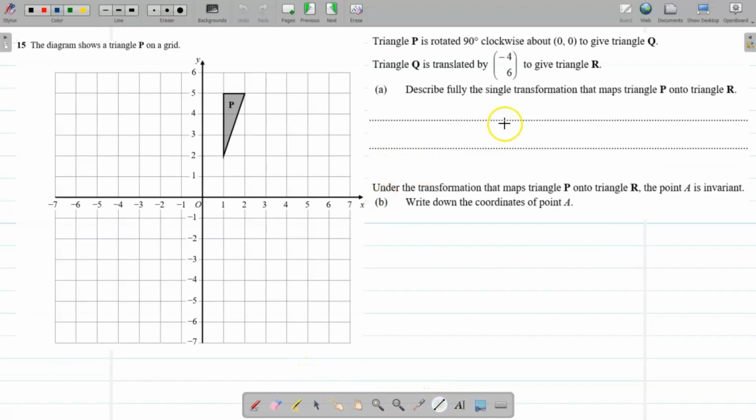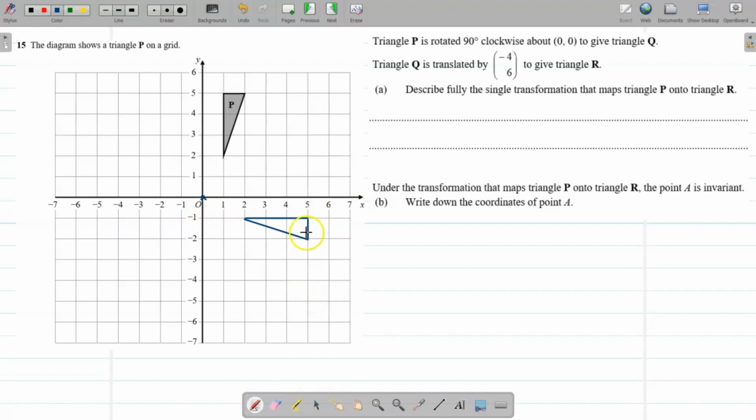This question is about carrying out some transformations on this shape P. We've got to rotate it 90 degrees clockwise about 0, 0 to give the shape Q. Well, it's not too difficult to see that it would go from there across to there, down to there like that, and then there would be a line here. So that's been rotated 90 degrees clockwise about the point 0, 0, about this point here.